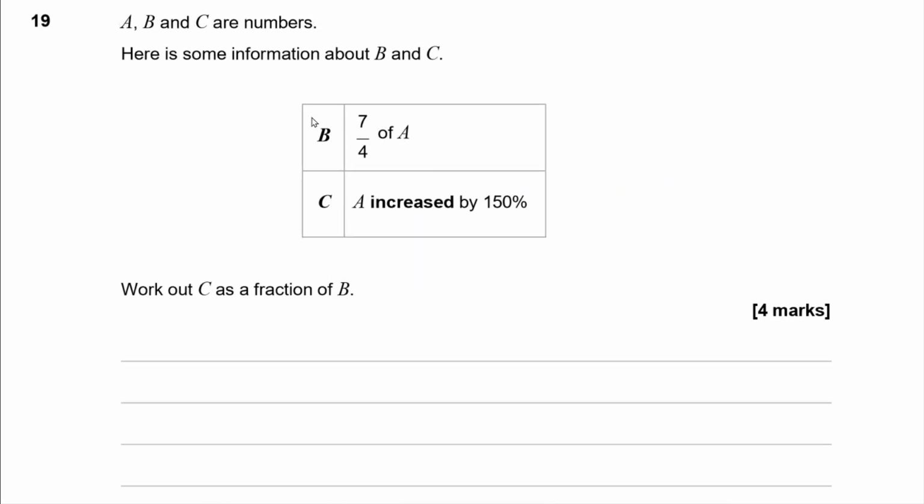Question 19. A, B, and C are numbers. Here is the information about B and C. B is 7/4 of A, and C is A increased by 150%. Ooh, that's not very nicely put. Work out C as a fraction of B.